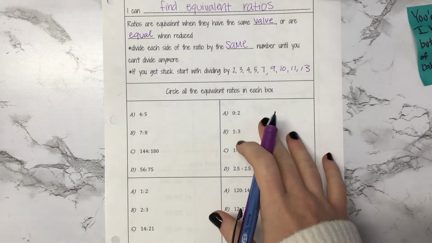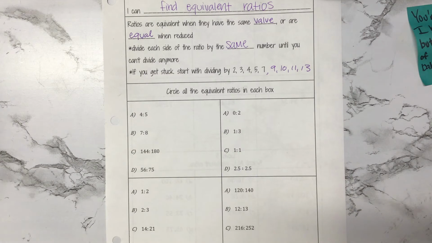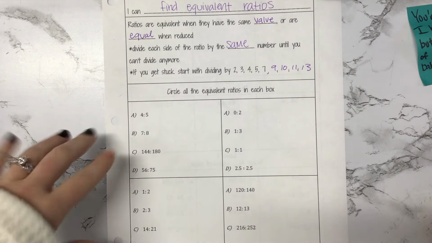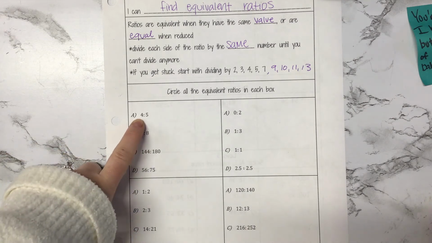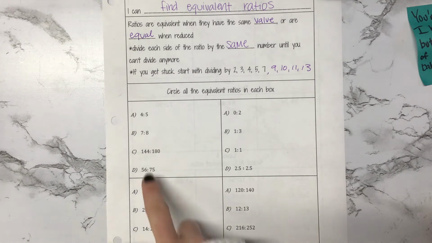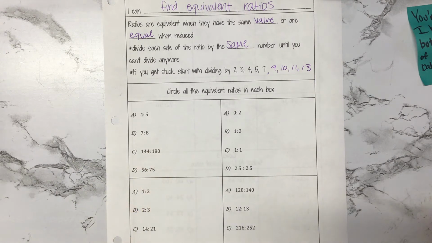The instructions here say circle all the equivalent ratios in each box. So I'm going to go through and reduce them as much as I can, and then if they reduce to the same thing, then they're equivalent. The ratio 4 to 5, I can't reduce that. There's nothing else I can divide them by. The ratio 7 to 8, I can't reduce that anymore. 144 to 180, I can probably reduce that one.